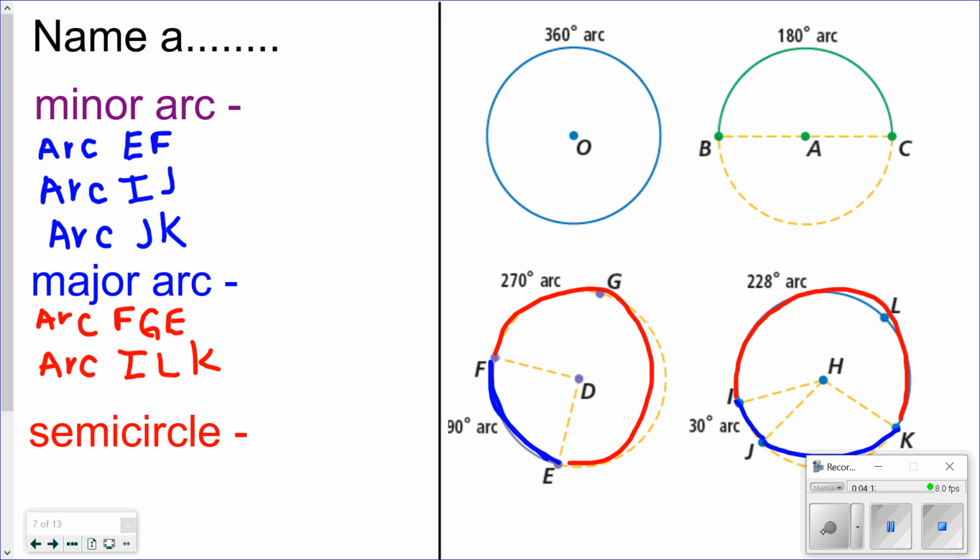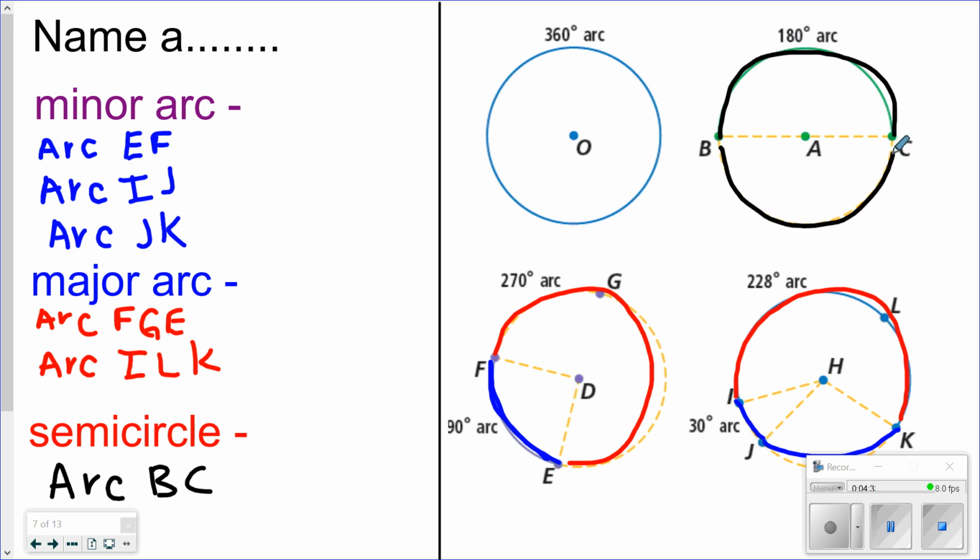Lastly, we ask about semicircles. So a semicircle is an arc that equals 180 degrees. And so there's only one here that we see. It would be arc BC. And even talking about this arc here, that's the same arc, arc BC, also a semicircle.